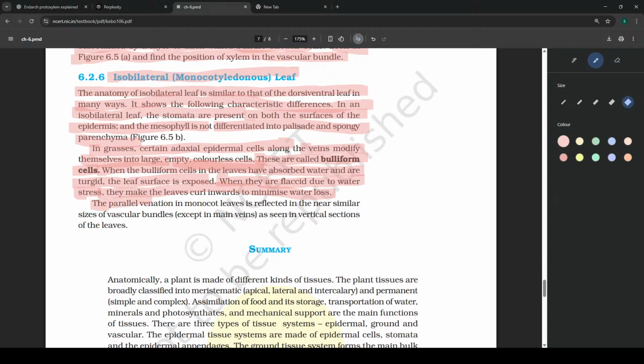The parallel venation in monocot leaves is reflected in the near similar sizes of vascular bundles. We can identify the sizes of the vascular bundles based on the venation size. In the case of parallel venation in monocot leaves, the veins will be the same size as the vascular bundles, except in the main veins, as seen in vertical sections of the leaves.